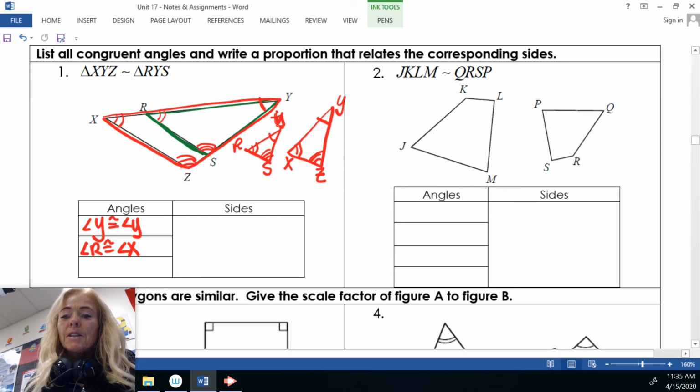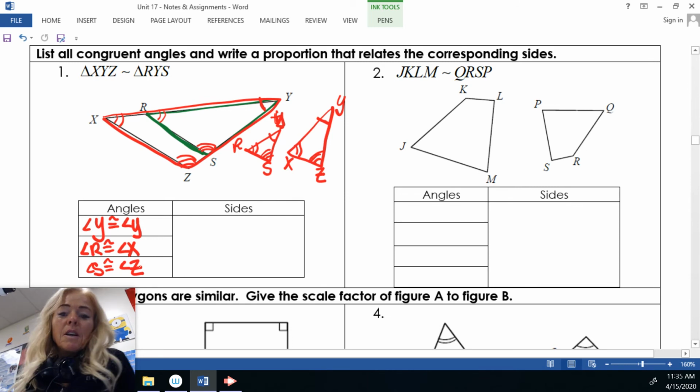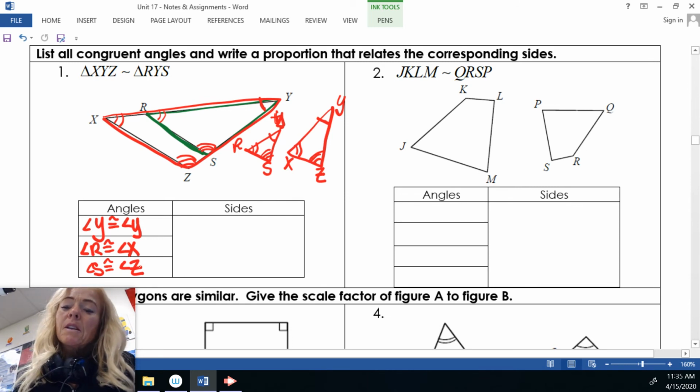If you look at R and X over here, and then R and X, and the last one are S and Z. So angle S is congruent to angle Z, is the third angle. And then for sides, that's when I like to look at the separate ones.